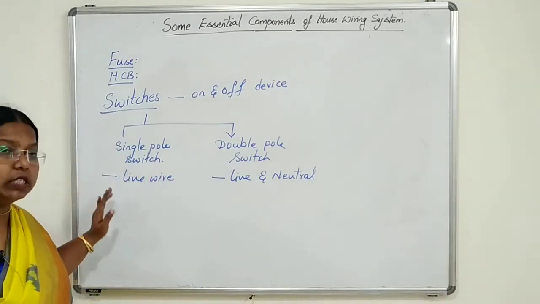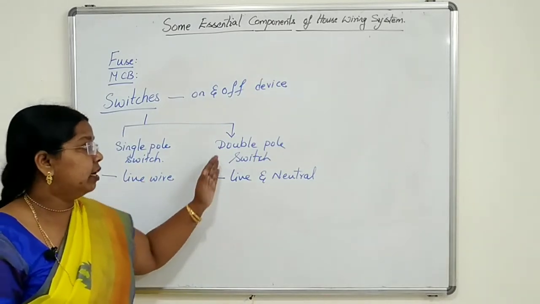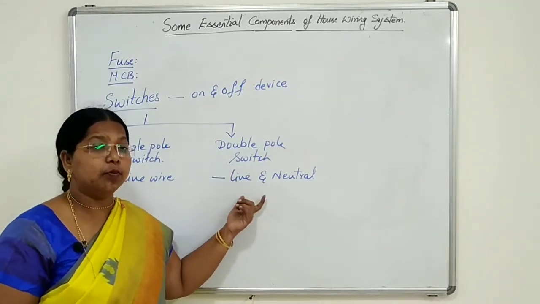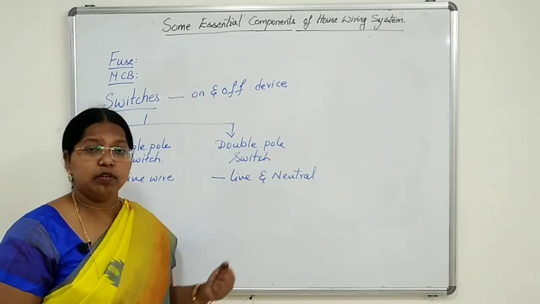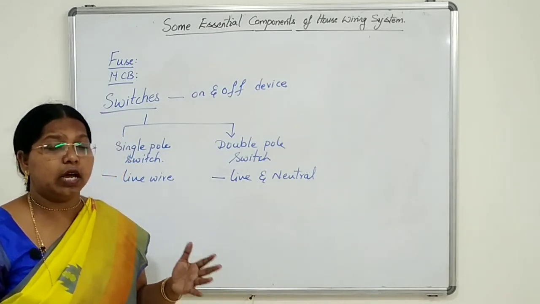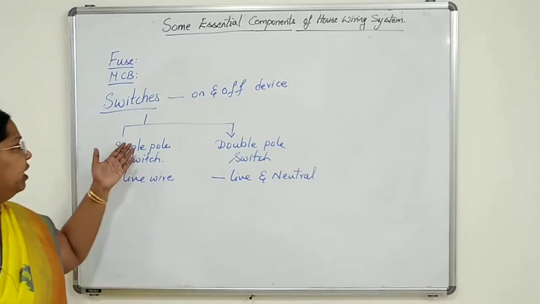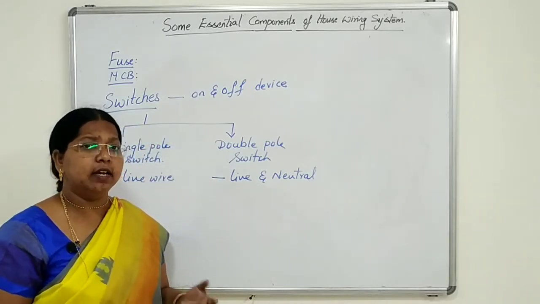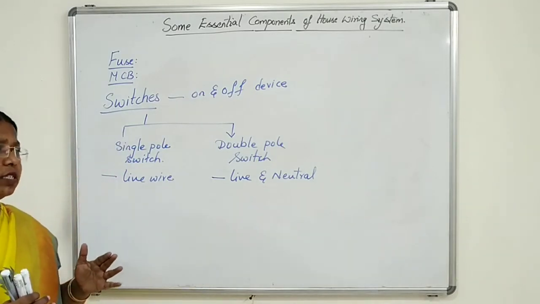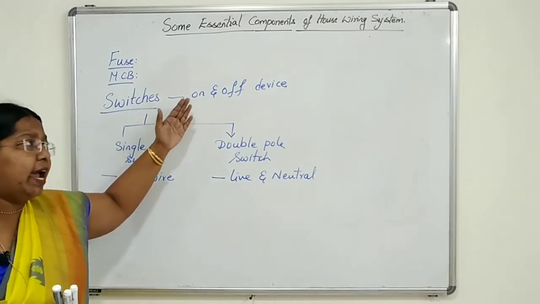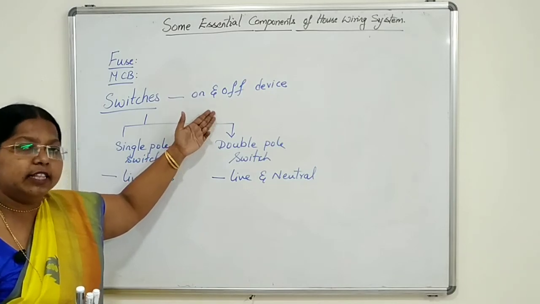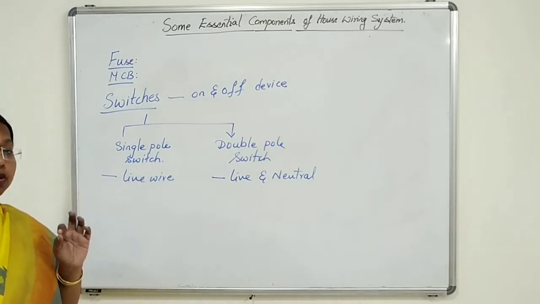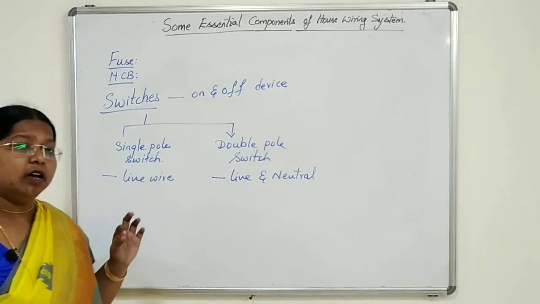So the single pole switch will disconnect the live wire. The double pole switch will disconnect both live and neutral wire at a time when the switches are in off mode. Many types of switches are there, many designs are there. But the purpose of switches is to turn on and off the flow of current in the live wire. Switches should always be placed in the live wire.